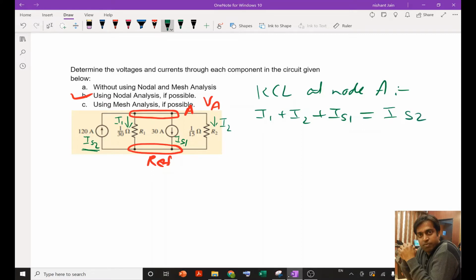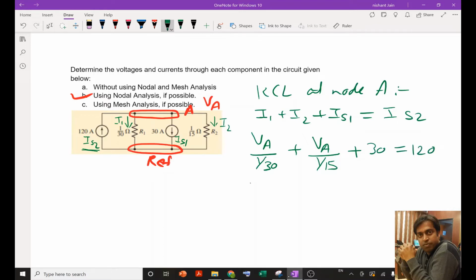Now over here, the expression for I1: since I1 is a current from A to the reference node, it will be VA minus V reference. V reference is 0, so VA upon resistance 1/30, plus I2. I2 is VA minus V reference. V reference is 0, so only VA upon resistance, that is 1/15, plus IS1. IS1 is 30, equals IS2, which is 120.